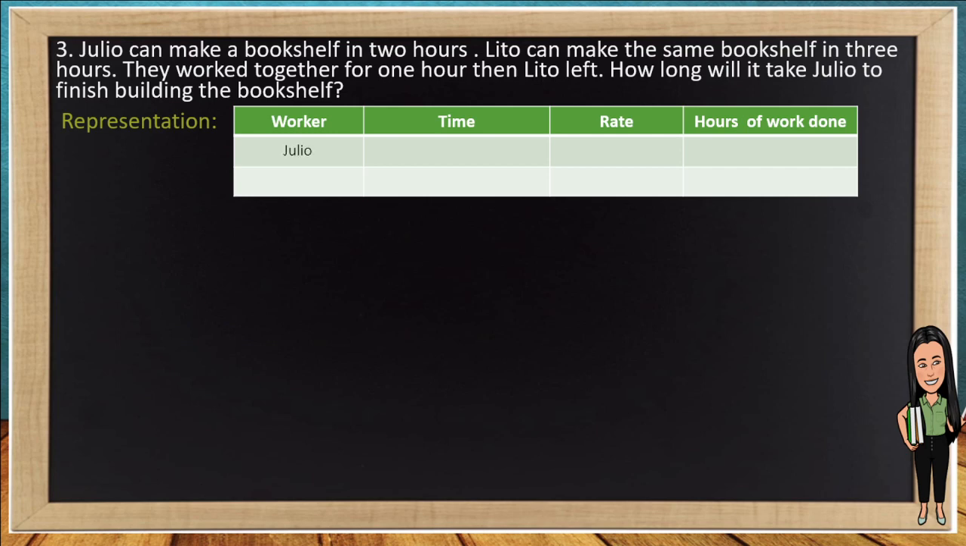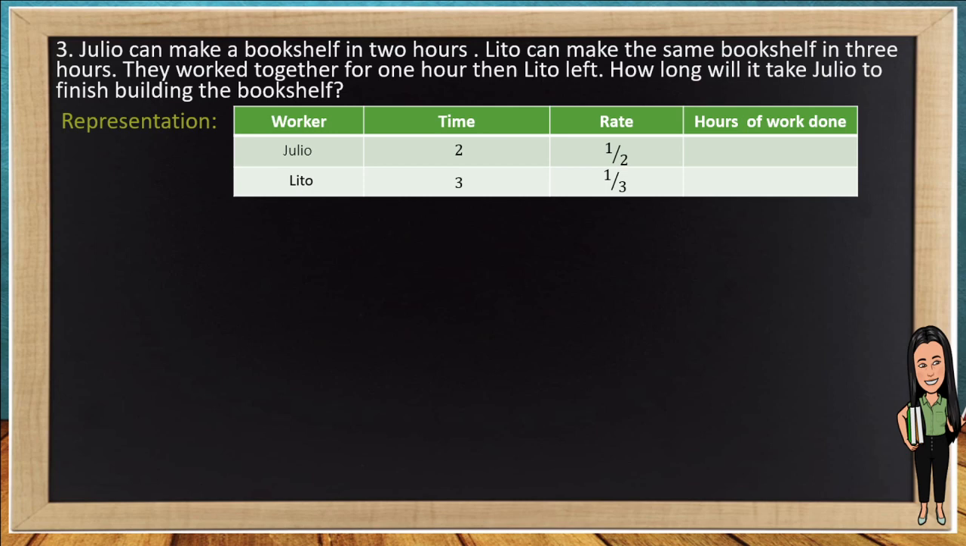I-represent natin. So, yung worker natin, we have Julio and Lito. Yung time ni Julio, 2 hours to finish the task. Kay Lito, 3 hours. Ibig sabihin, yung rate ni Julio is 1/2. Yung rate ni Lito is 1/3. Ngayon, ano daw yung hours of work done?